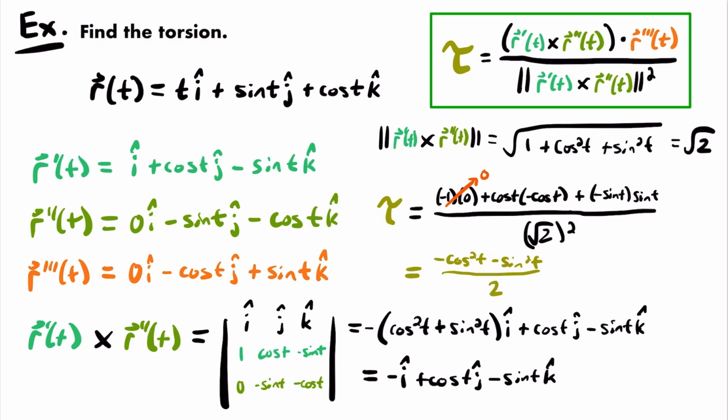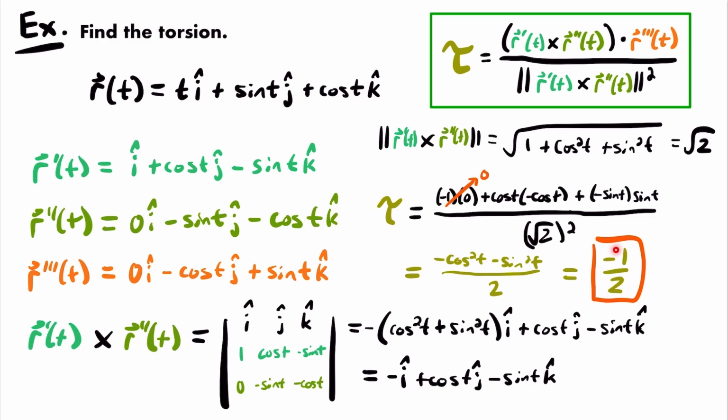But then in the numerator, just like we did for the x component of our cross product, there's a common factor of negative 1 that can be pulled out. And then you have cosine squared t plus sine squared t, which we know is equal to 1 from the Pythagorean identity. So this just reduces to negative 1 divided by 2, or negative 1/2. That right there is the torsion, or the expression for torsion, of this space curve.